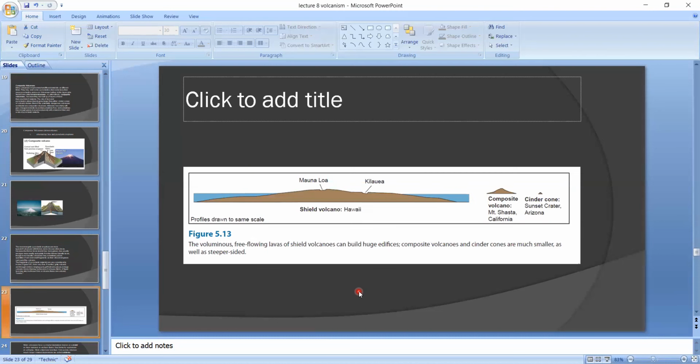So, as we discussed, these are shield volcanoes, this is composite, and this is cinder cone. So, you can have a comparison, the size differences between them. You can see by yourself. The largest are the shield volcano, then composite, and then cinder cone.